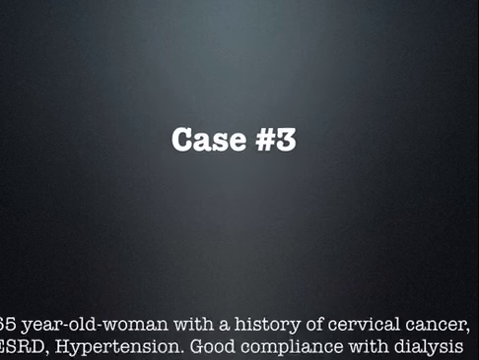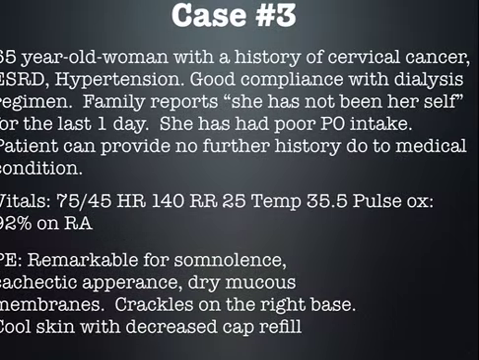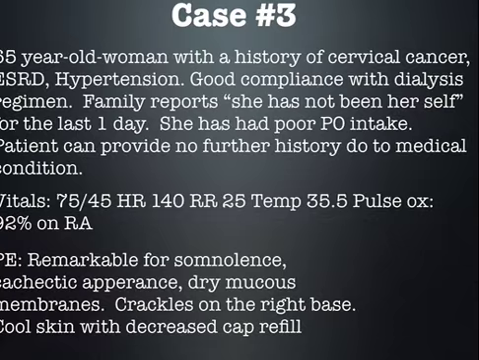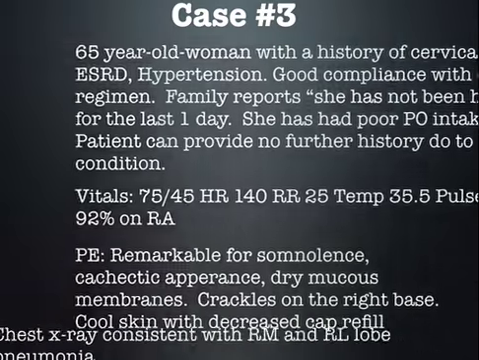Case 3. This is a 65-year-old woman with a history of cervical cancer, end-stage renal disease, hypertension, good compliance with dialysis regimen. Family report she's not been herself for the last day. She has poor PO intake, and she really can provide no further history secondary to her condition. Her vital signs, as you can see, are quite concerning at 74/45, tachycardic at 140, and she is hypothermic and hypoxic. Her exam is consistent with pneumonia and shock.